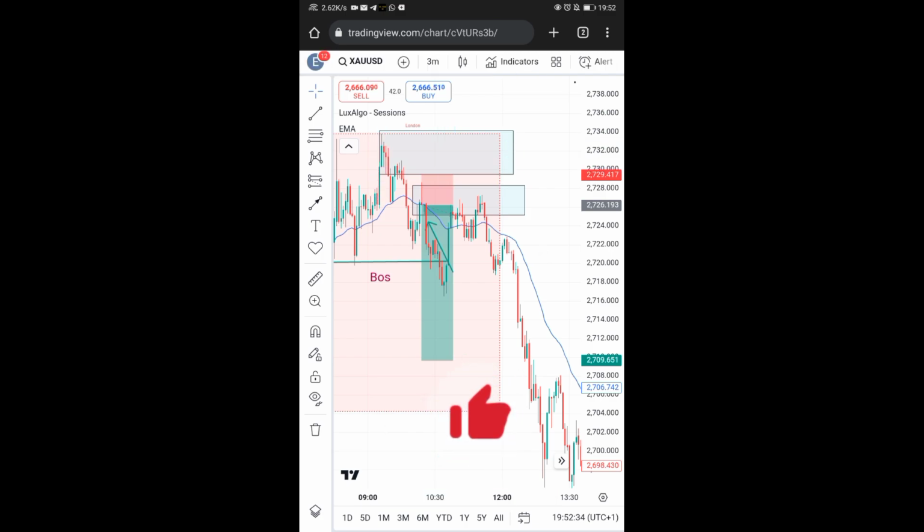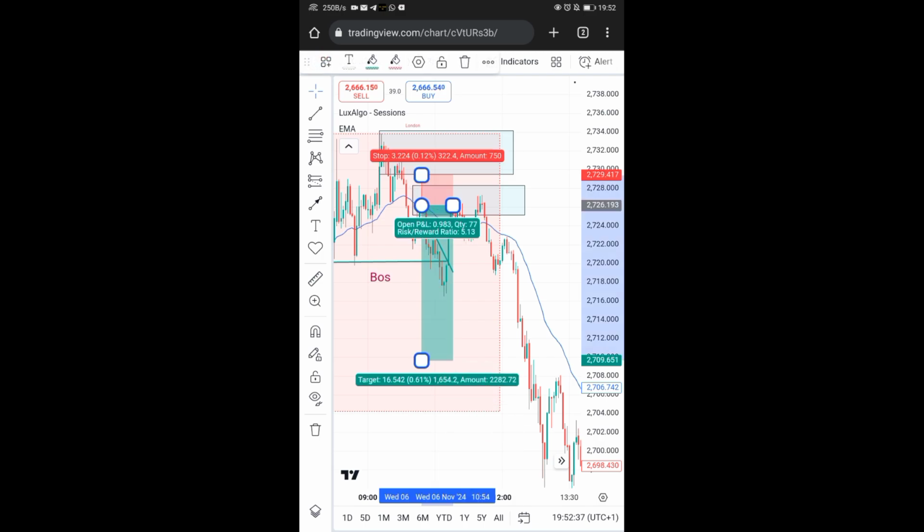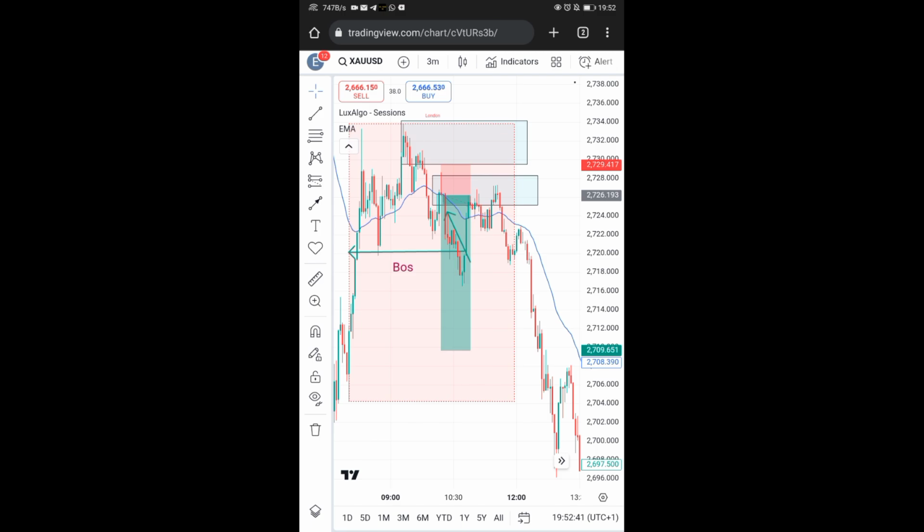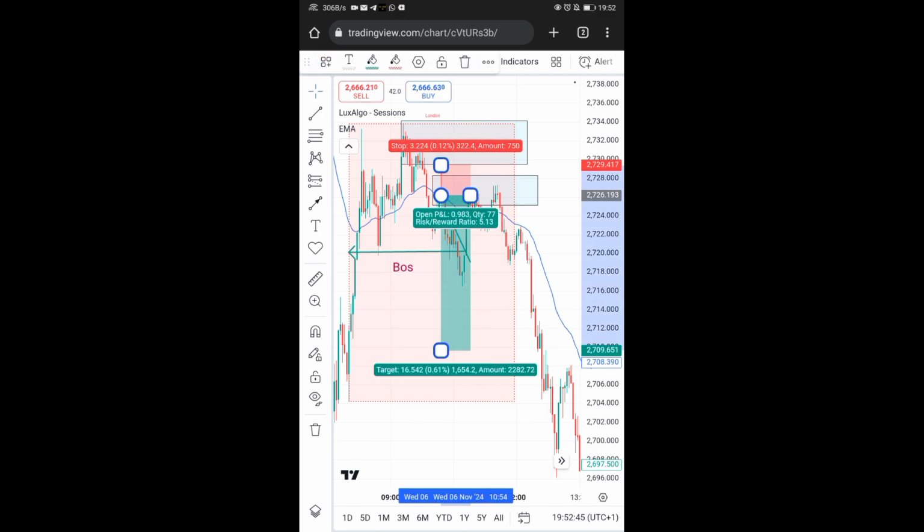So I have to split my entry. Guys, sorry for the background noise. I have to split my entry at this point, since this M15 zone consists of two. If I was to risk 2%, I'll be risking 1% per each zone. So that was what happened here.